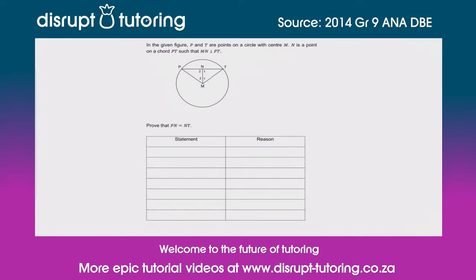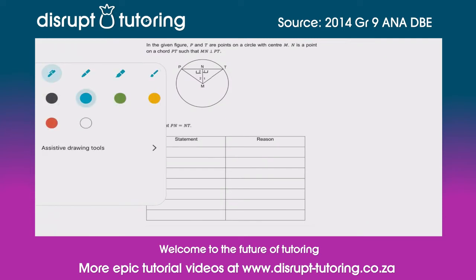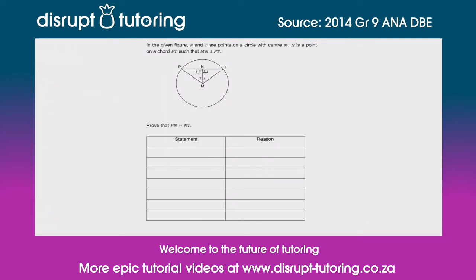N is a point on chord PT, so that's a point over there, such that MN is perpendicular. That's very important. So that forms some right angles at point N. They've said to us, prove that PN is equal to NT. Right, so before we can get there, we need to do some proving of the congruency of the two triangles.